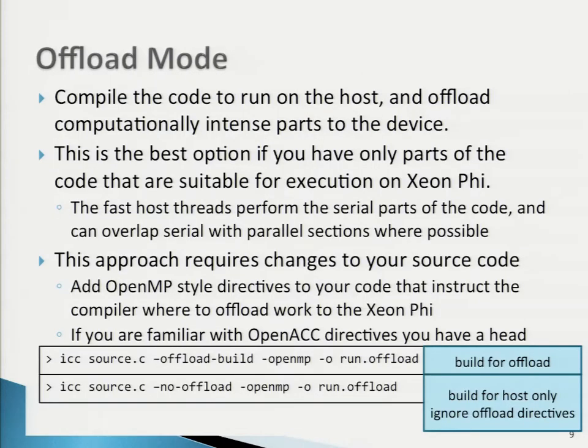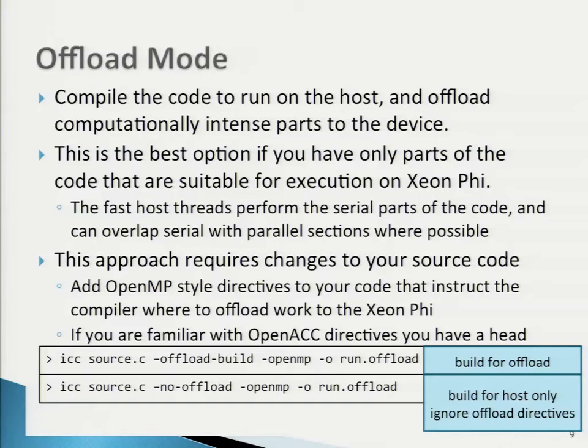And the final mode is offload mode, and this is the one that's most similar to programming for the GPU. To do that, you run the code on the Sandy Bridge, and then you offload the parts of the code that are well suited to execution on the device. This is the best option if you've got a code that maybe has a lot of serial sections in it that aren't well suited to running on the device. Your fast host thread performs the serial parts, and you can also overlap the serial and parallel sections if that's possible with your algorithm.